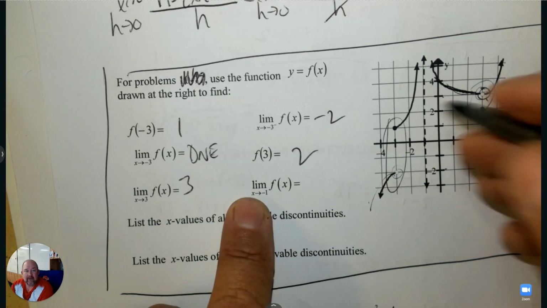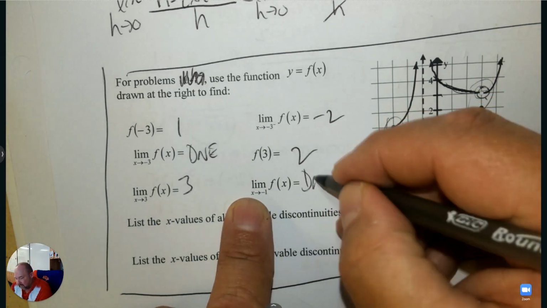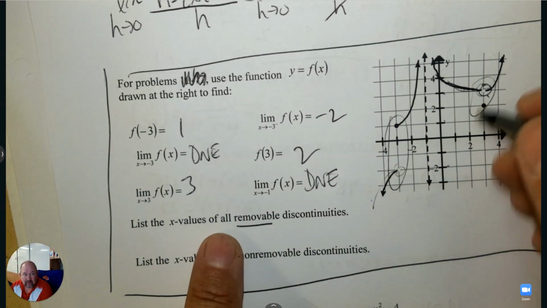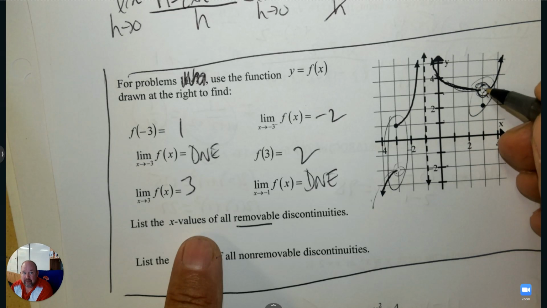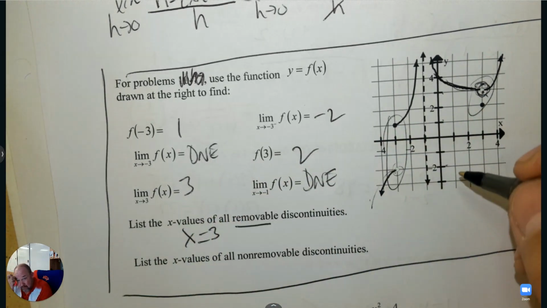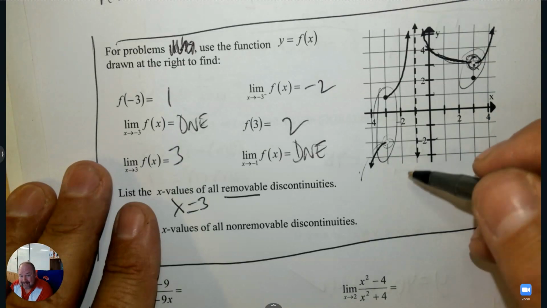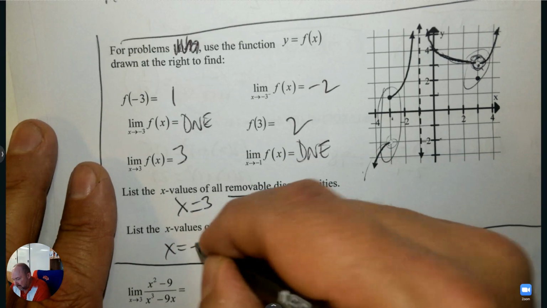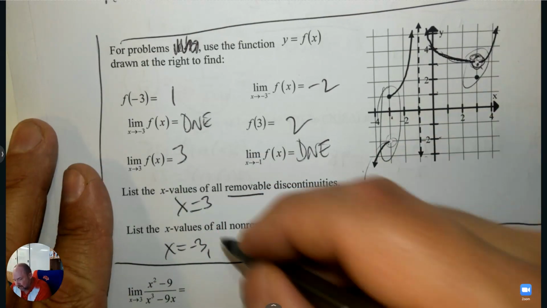All right, x at -1, the limit does not exist at an asymptote. Removable means the limit exists there. So at this discontinuity, the limit exists. So when x equals 3, they consider that a removable. If the limit doesn't exist, it's non-removable. So that's when x equals -3, and the other one is at the asymptote at -1.